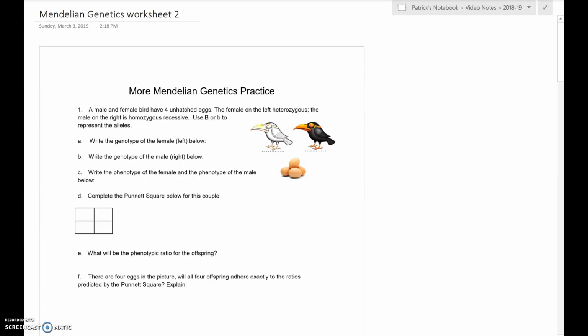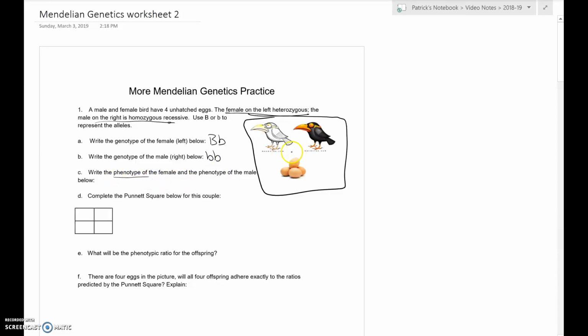So here, we're first told that the female on the left is heterozygous, and that the male on the right is homozygous recessive. So the female on the left being heterozygous has to be big B, little b, and the male on the right being homozygous recessive is two of the same of the recessive allele.